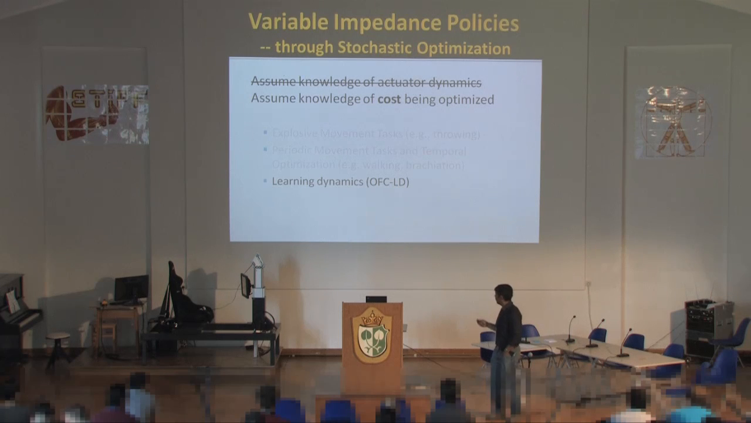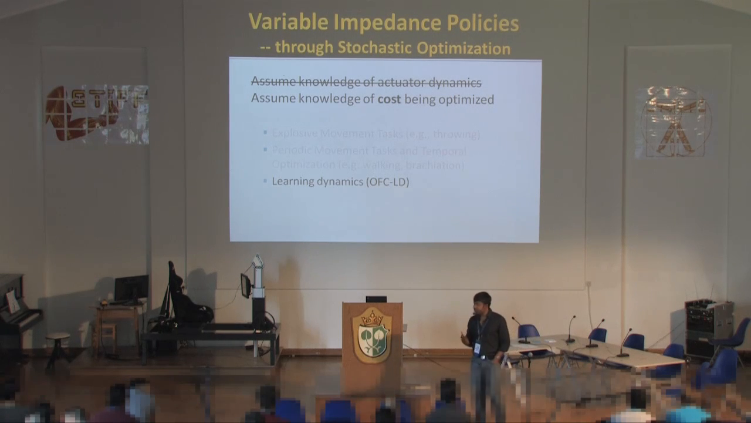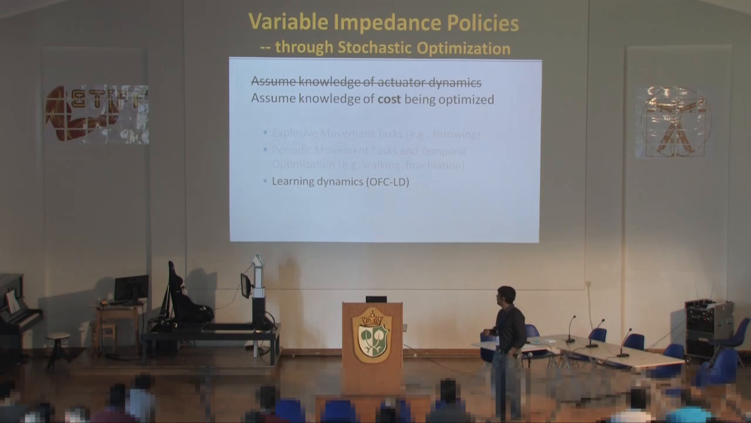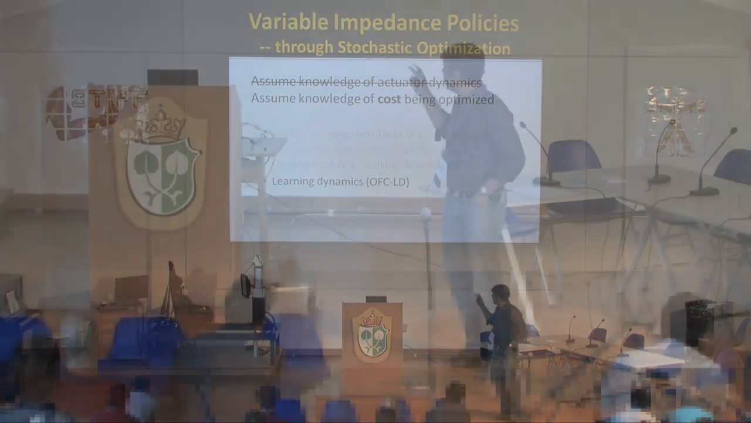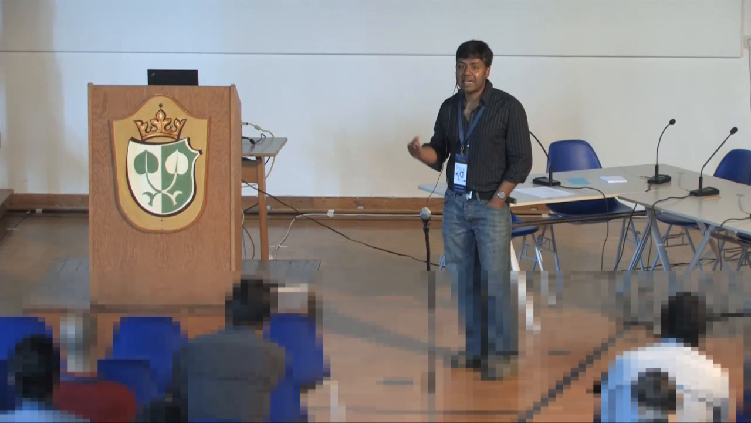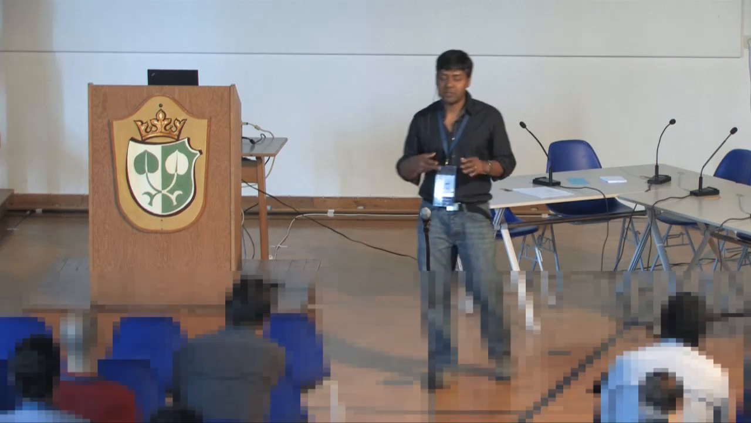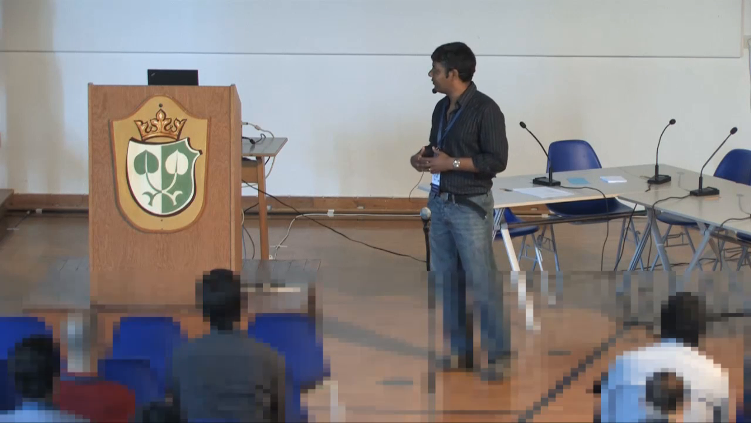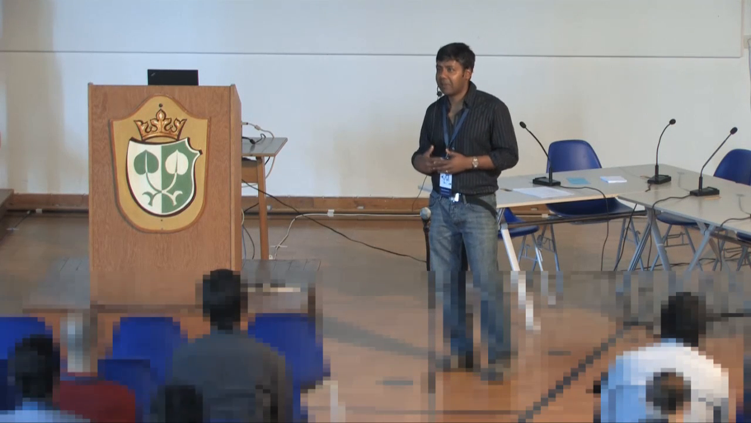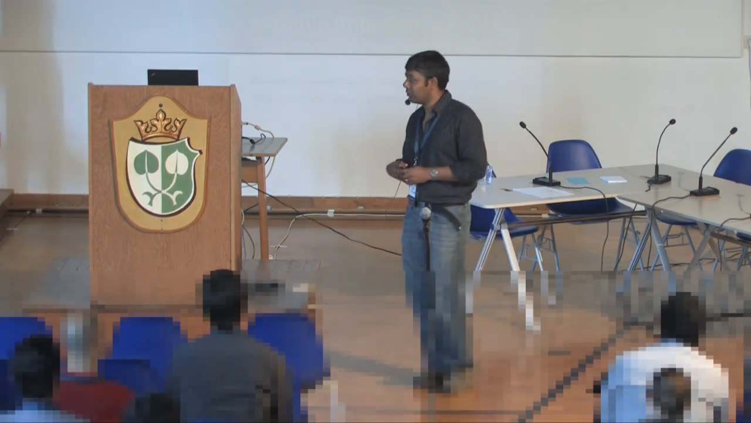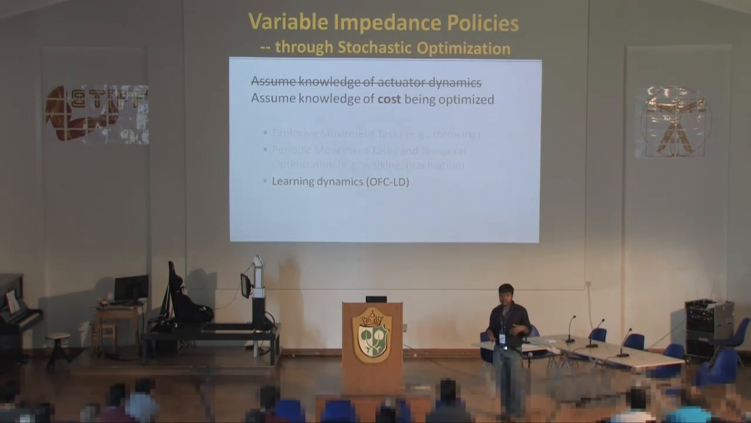So that was periodic movements. Now let's remove the assumption that we know the actuator dynamics. So let's say we do not have a reasonably good knowledge of the actuator dynamics. This is some of our old work with learning dynamics, now applied to this, which is what Patrick was mentioning. I've been working for ages on this sort of learning dynamics, machine learning for learning in robots. We've now applied that in the context of variable impedance robots, and this is what we call optimal feedback control with learned dynamics.